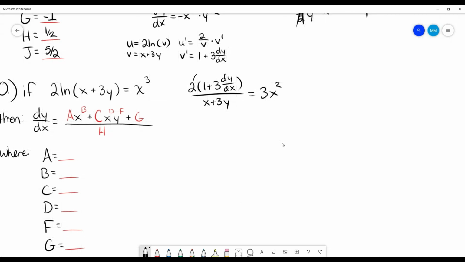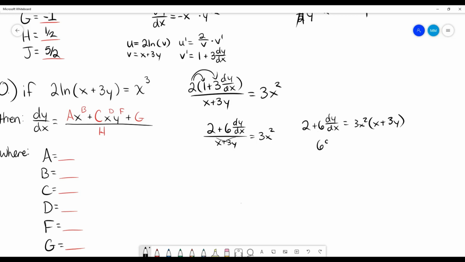All right, now we're just going to distribute that 2, so it's a little better to work with. So we get 2 plus 6 dy/dx over x plus 3y equals 3x squared. Okay, I want dy/dx to be the only term, so I'm going to work backwards with some algebra. Multiply both sides by the bottom so that it cancels out. So 2 plus 6 dy/dx equals 3x squared times that bottom term. Now I'll subtract 2, because all we're doing is effectively solving for a variable, except our variable in this case is just dy/dx.